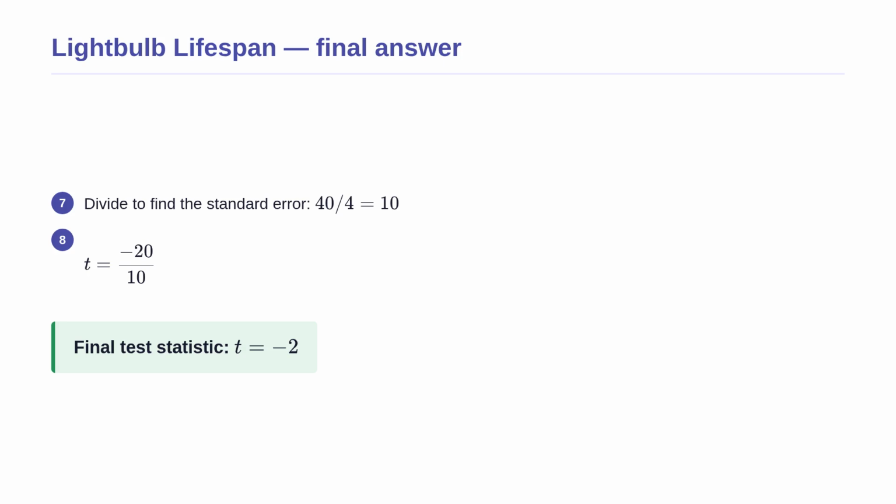Finally, we divide 40 by 4 in the denominator, giving us a standard error of exactly 10 hours. Dividing our raw difference of negative 20 by 10 gives us our final t-statistic of negative 2. This means our sample average is exactly 2 standard errors below the claimed average. In a t-distribution with 15 degrees of freedom, this is quite far from the center, suggesting the manufacturer's claim might be falsely inflated, as getting this result by pure chance is unlikely.